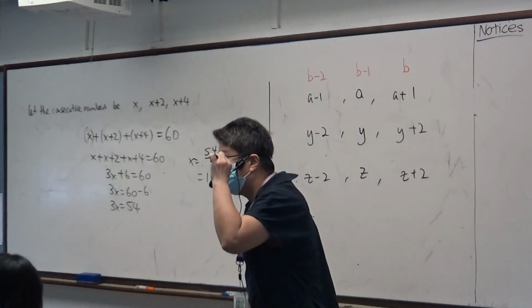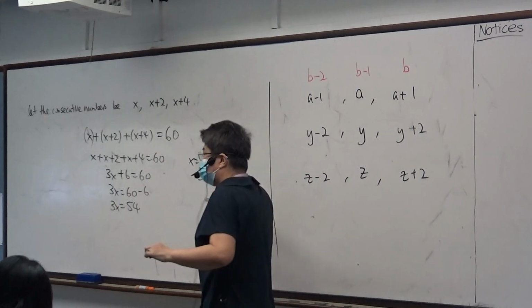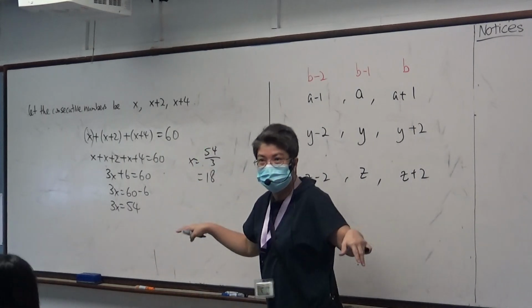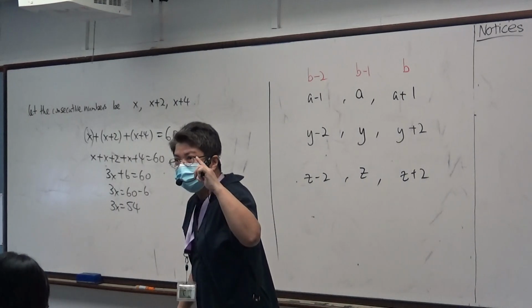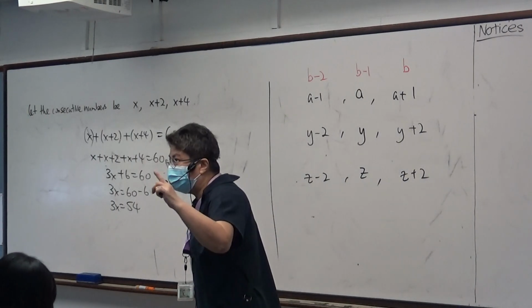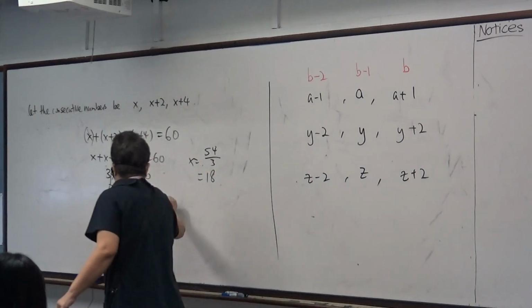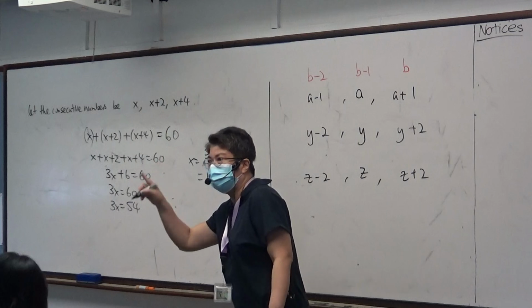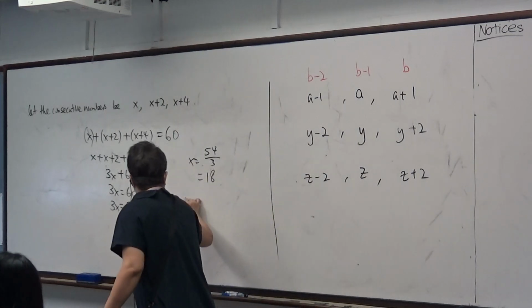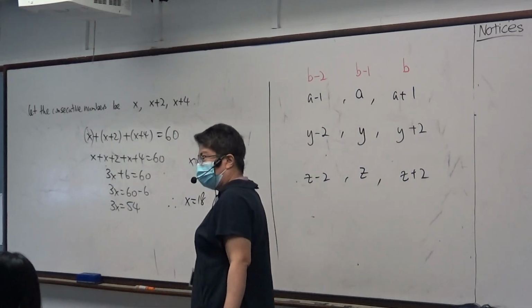Find the... because usually students once they solve, they leave happily ever after. That's wrong. So what did the question ask for? What are the numbers, right? Correct. Find the numbers. So what does this 3 dot mean? I explained to you before. What does this 3 dot mean? Therefore, x is 18, right?